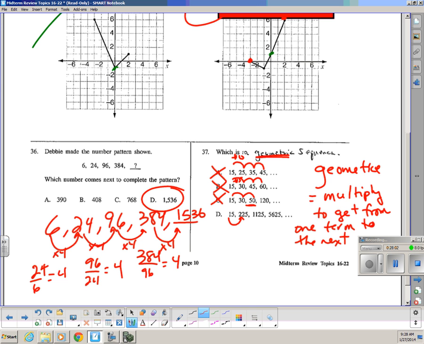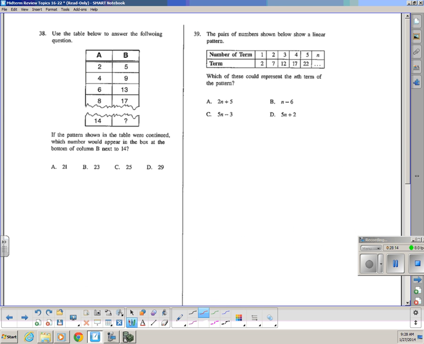15, 225. If I do 225 divided by 15, I'll get 15. If I do 1125 divided by 225, I'll get 15, and so on and so forth. That's my answer. Number 38, use the table below to answer the following questions. If the pattern shown in the table were continued, which number would appear in the box, the column to the left of 14? Well, let's see. I'm adding 4 each time if you take a look. 5 to 9, 9 to 13, plus 4, 17.